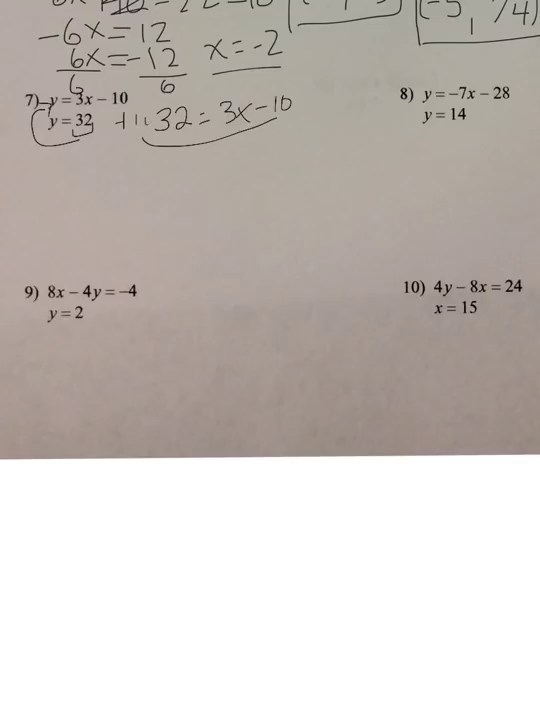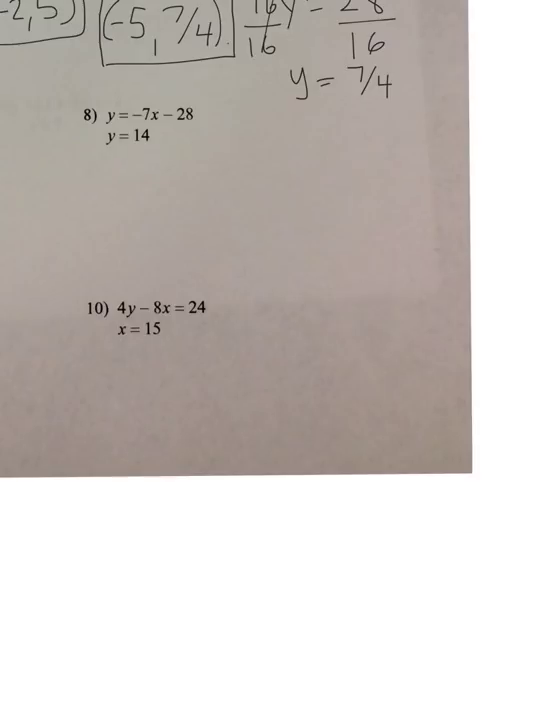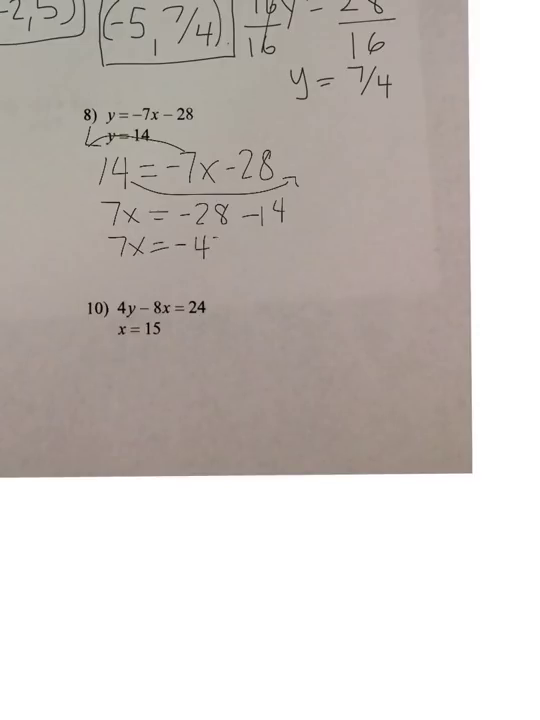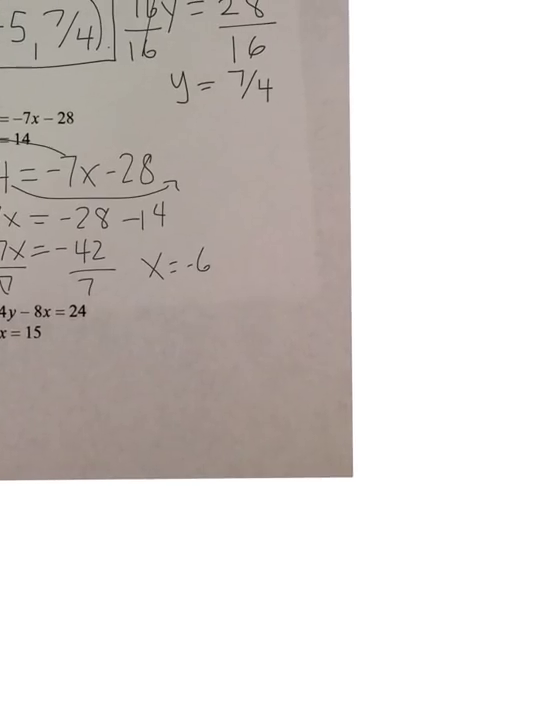Move the 10 this way, plus 10. That'll be, what is that, 42 equals 3x, divided by 3, divided by 3, x equals 14. So my solution is going to be 32 and 14. Remember, when they're both in y equals, the trick is just set them equal to each other. 14 equals negative 7x minus 28. Okay, here the x is negative, so I think I can move this one over here and this one over there. So that becomes 7x equals negative 28 minus 14. That's 7x equals negative 42. And then divide by 7, x equals negative 6. Remember, that's not my answer. My answer is going to be negative 6, 14.